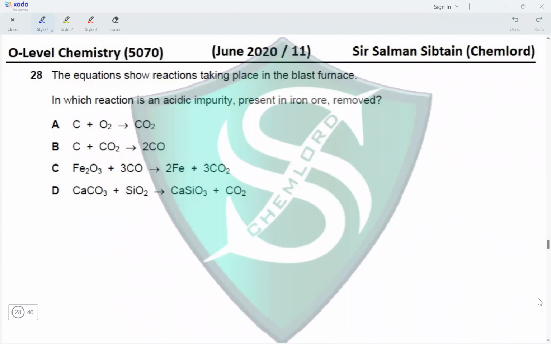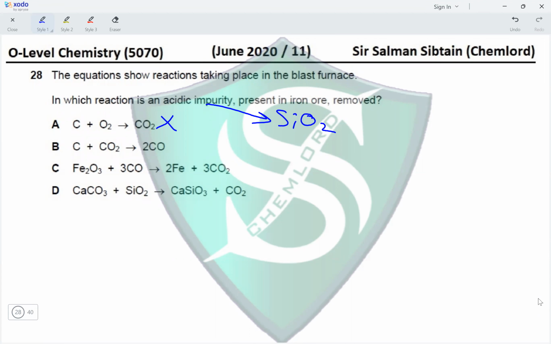Question 28. The equations show reactions taking place in the blast furnace. In which reaction is an acidic impurity present in iron ore removed? Okay, so the acidic impurity present is SiO2. So in A, carbon reacts with oxygen to form CO2. This is a combustion reaction. So there is no acidic impurity being removed here.